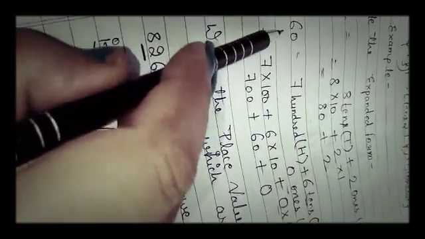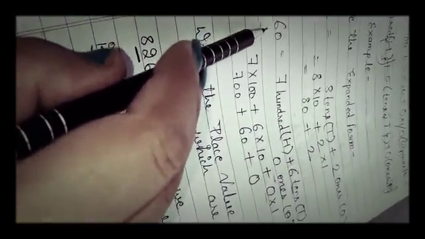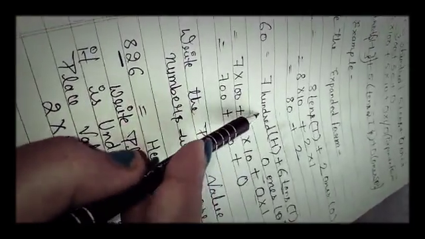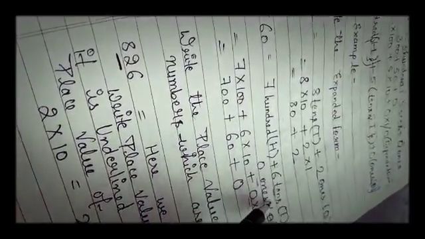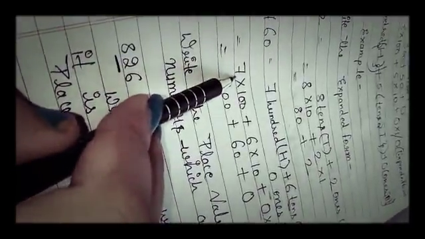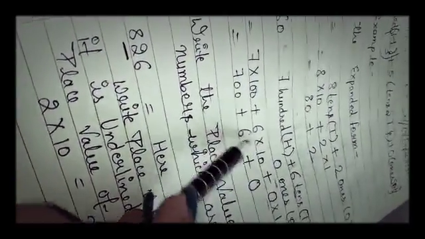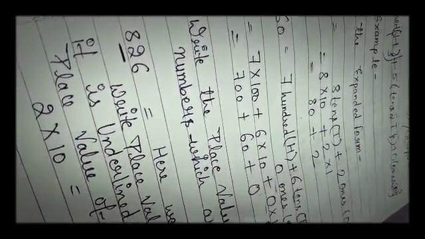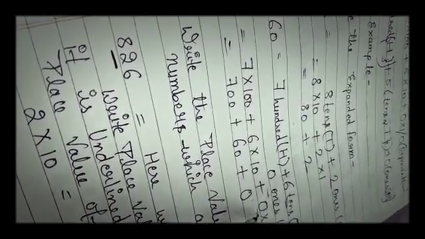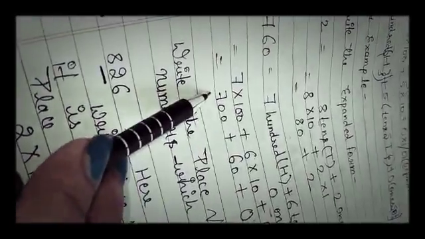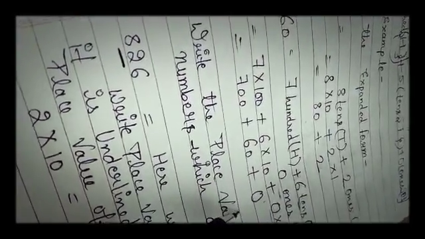Same here for 760. This is a 3-digit number, like 7 hundreds H plus 6 tens T plus 0 ones O. 7 into 100 plus 6 into 10 plus 0 into 1, or even you can write it as 0, as there is no ones place value here. So 700 plus 60 plus 0 is the expanded form of 760.